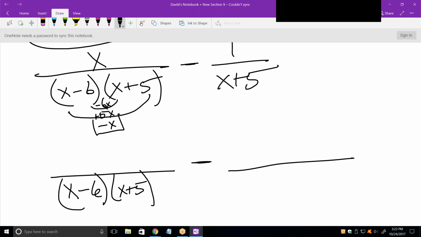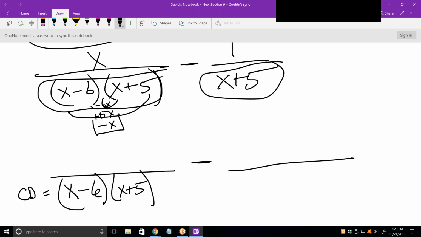Well, if I divide by, I'm going to call this the common denominator, okay? Okay. Well, I can certainly divide that by that. It's equal to 1. And I can divide it by that. It's equal to x minus 6. Yep. So that makes it an acceptable common denominator. Okay. And it has to do that.